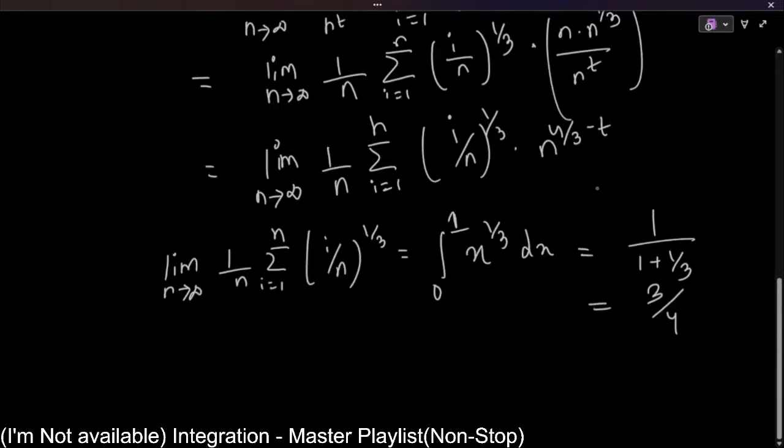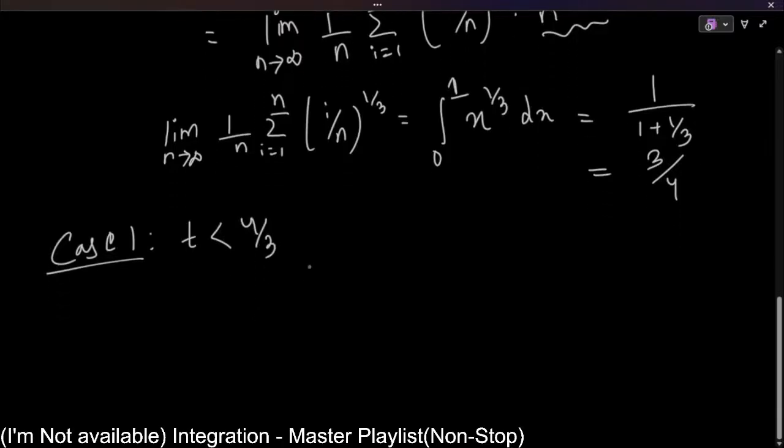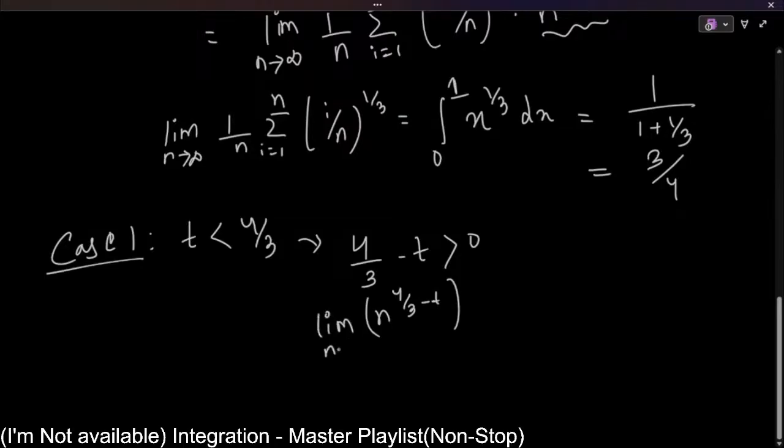Now we want to investigate this part, like what would happen for different values of t. So let's take some cases. Case 1: let t be less than 4 by 3. When this happens, if t is less than 4 by 3, then you can see that 4 by 3 minus t is greater than 0. That means n to the power 4 by 3 minus t, this term basically has a positive power of n, and if you take the limit of this term, it only ever grows. It never basically decreases, right?